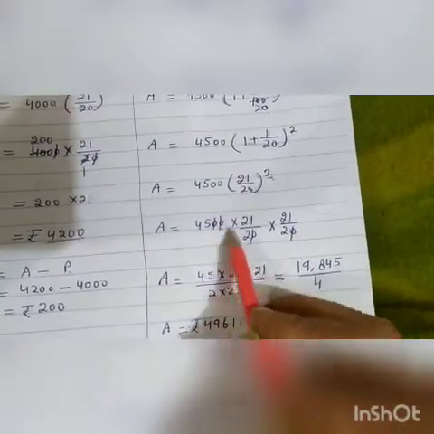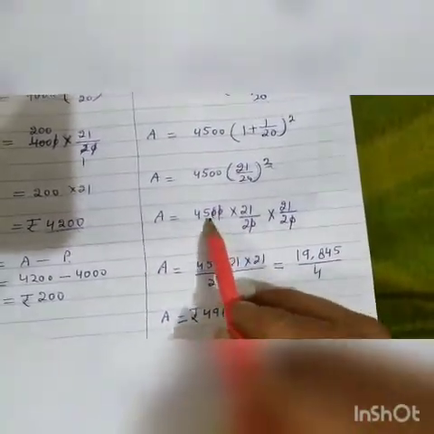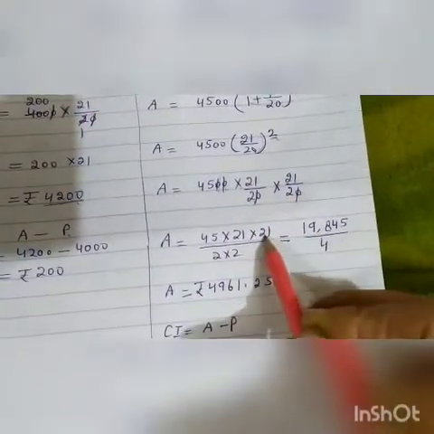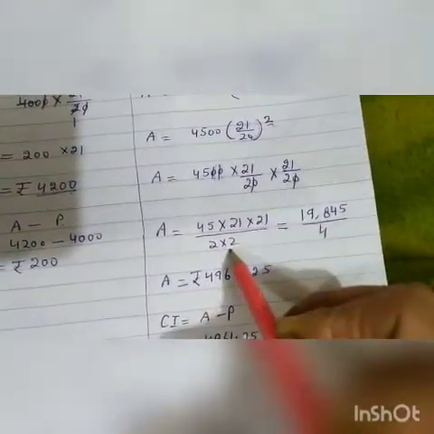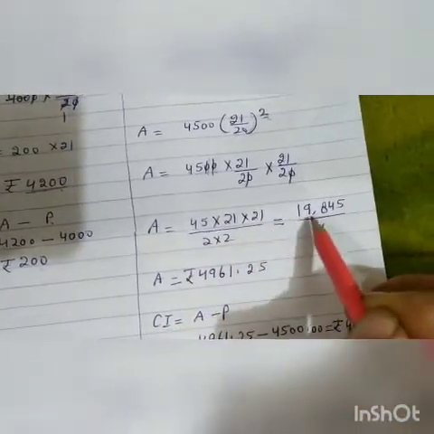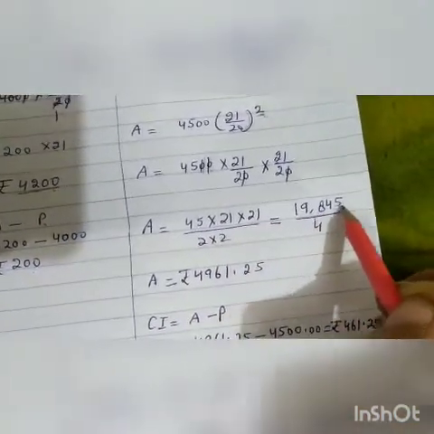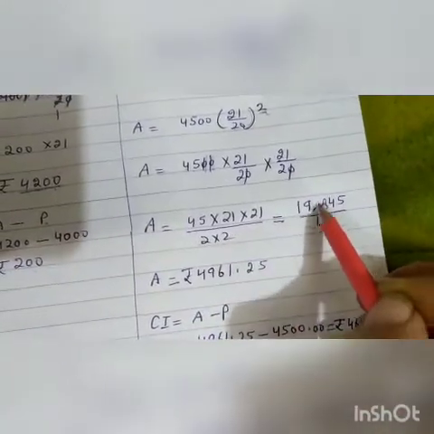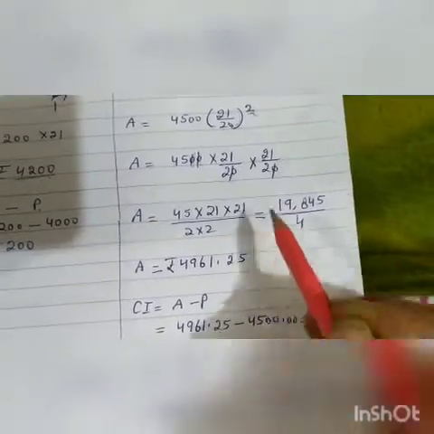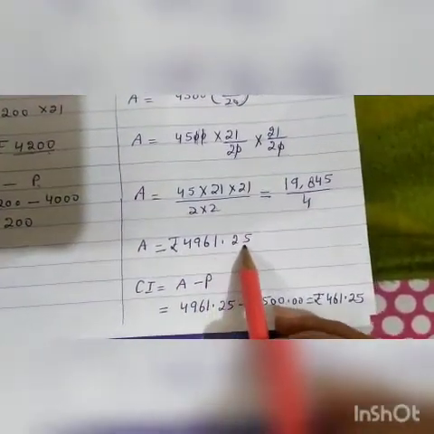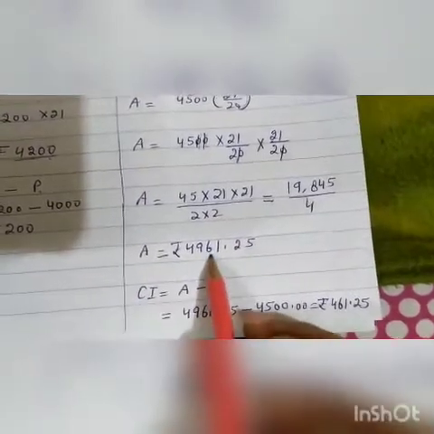Now 0 0 cancel, 0 0 cancel. 45 multiply 21 upon this 2 multiply 2. When we multiply 45 into 21, we get 19,845 upon 2 2 is 4. Now divide this number by 4, we get 4,961.25. This is the amount.